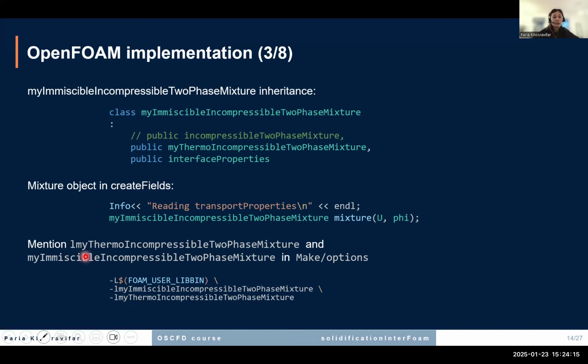These two libraries will be compiled separately. So to make the solver have access to these libraries, we need to mention them in the make options file like this.